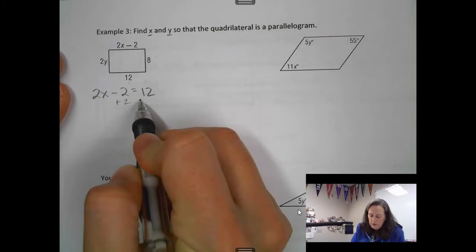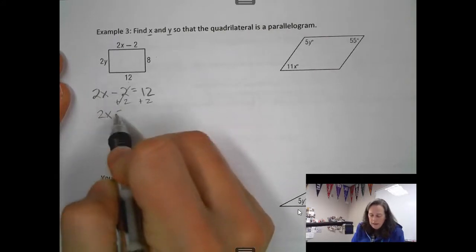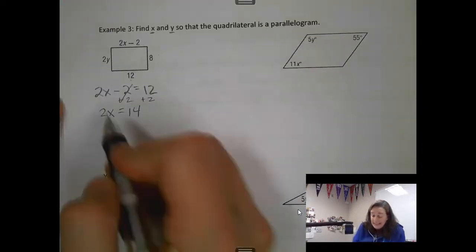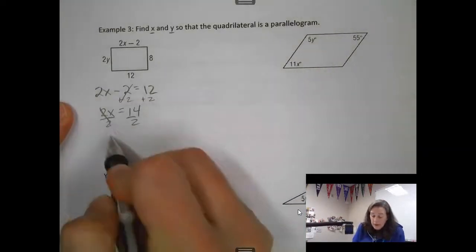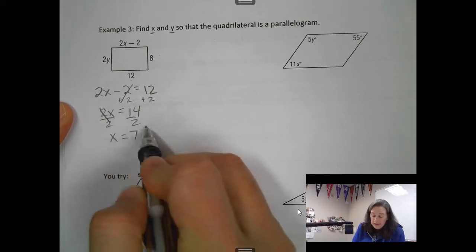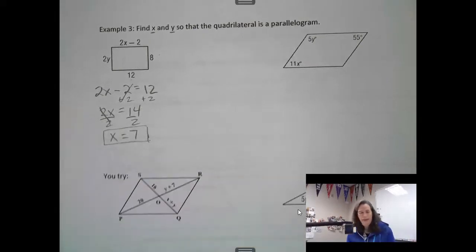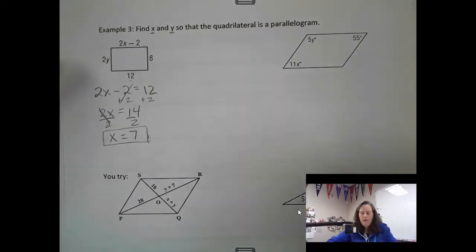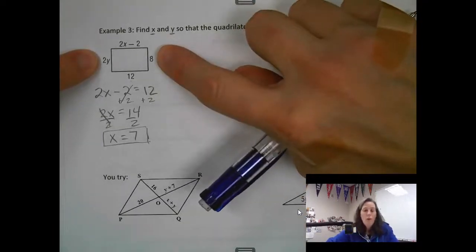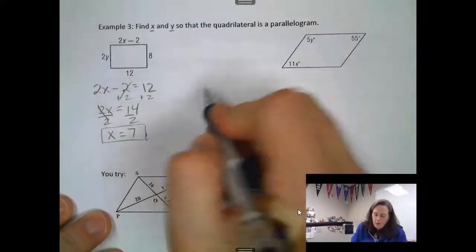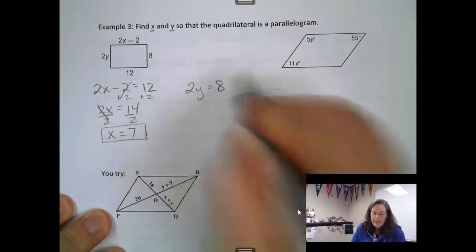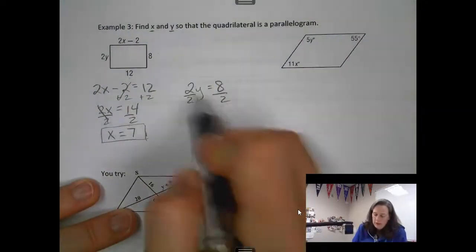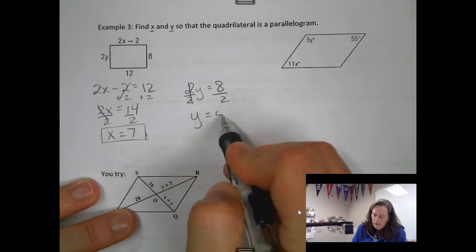So add 2. A little bit of dividing. And we have x equals 7. One done. Let's try to solve the y side then. These opposite sides, so this is where we find our y. 2y is equal to 8. And we can divide by 2. 1y is equal to 4.